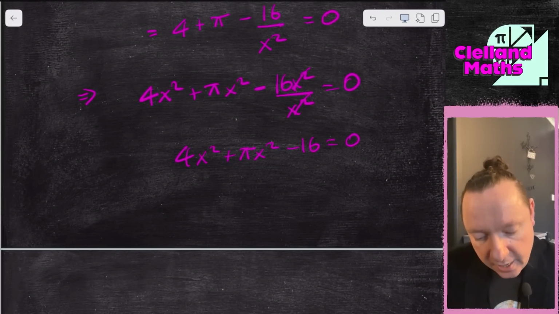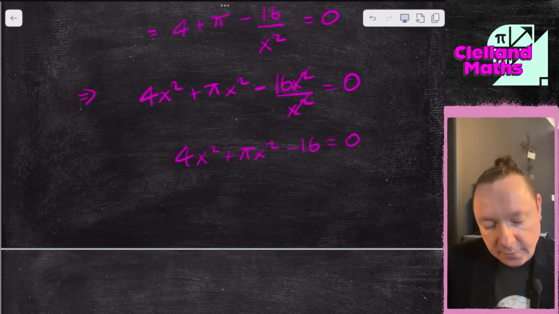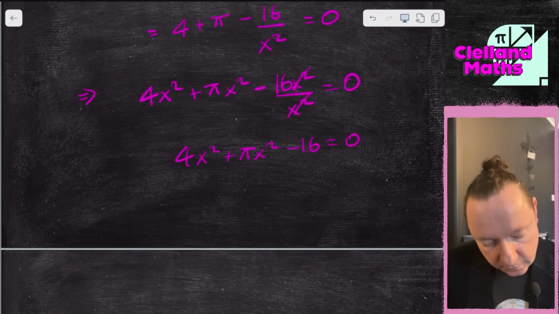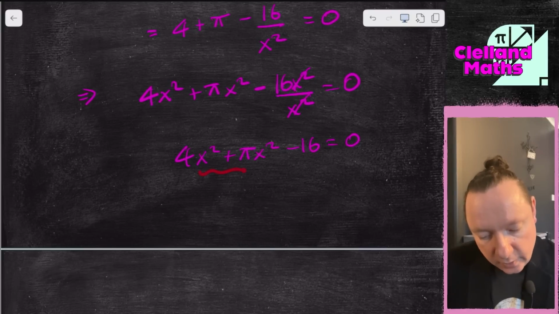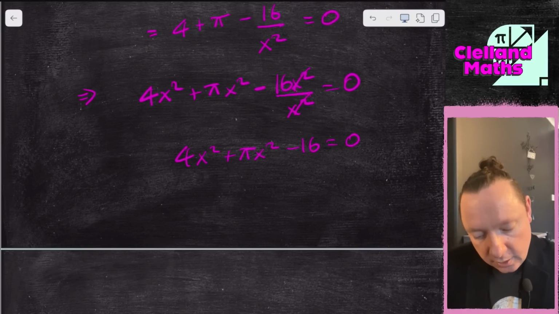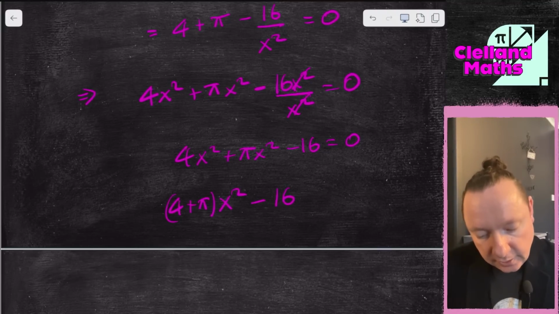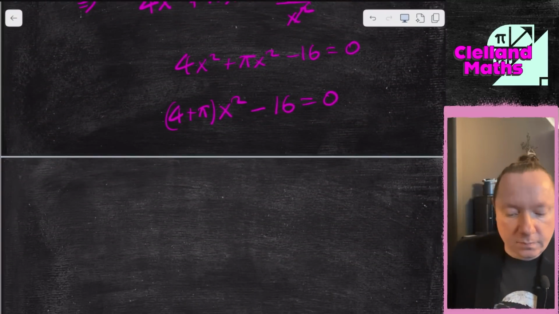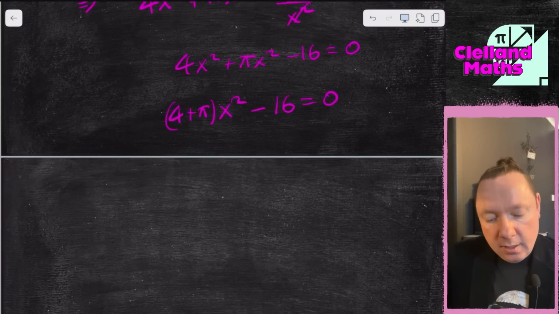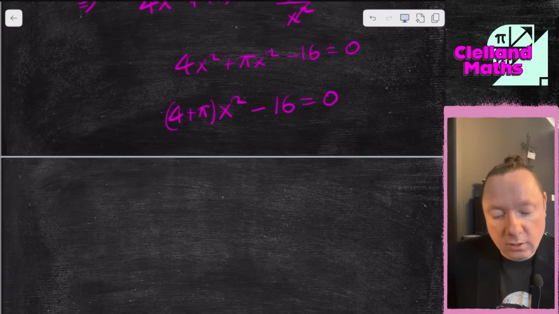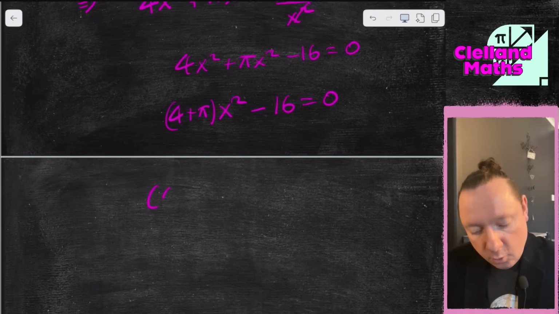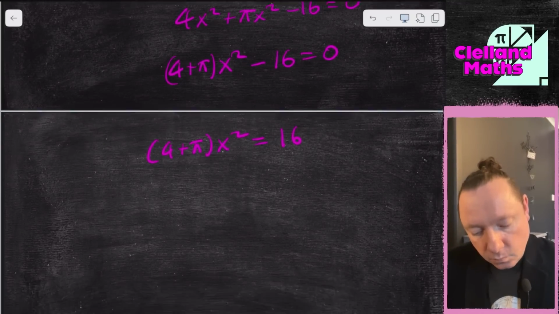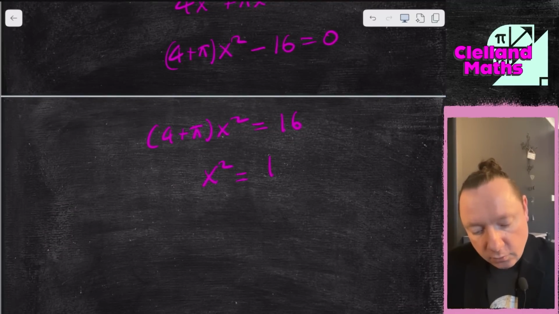Quite a tricky one, this, because of that pi looking problematic. But essentially, taking x squared as a common factor, you've got 4 plus pi times x squared minus 16 equals 0. It's kind of like a difference of two squares, but it's essentially something squared equals a number. So you can just take the 16 over. 4 plus pi times x squared equals 16. So that means x squared is 16 over 4 plus pi. Use a calculator for that.